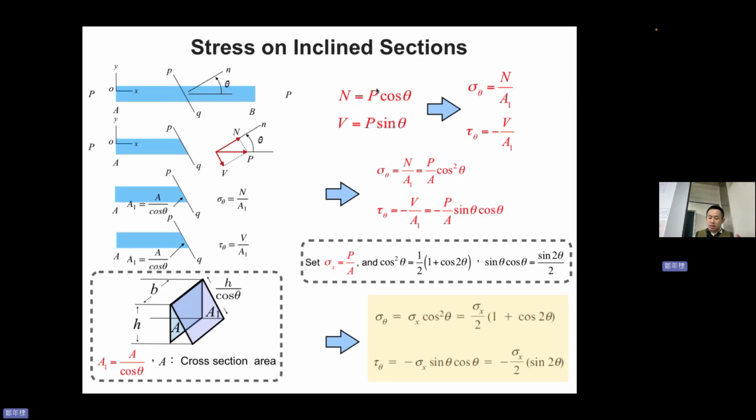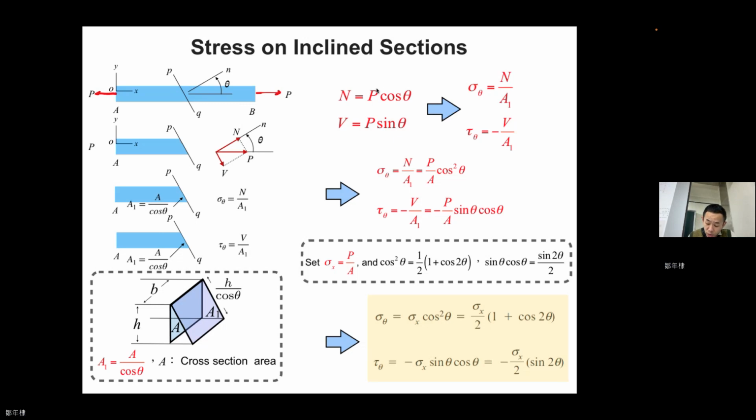Okay, so we just write down a symbol x or theta to calculate this. So the theta can be any value. Okay, this is general, 一般化的, not only for a specific value. The theta can be 0 to 360 degrees. So now let's talk about the stress on the inclined section.